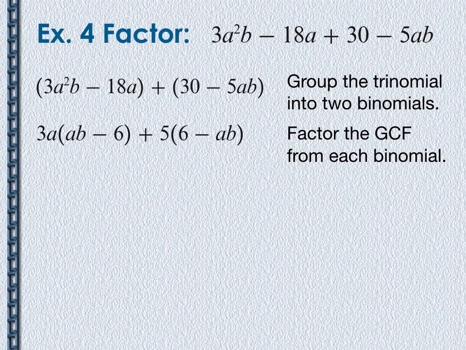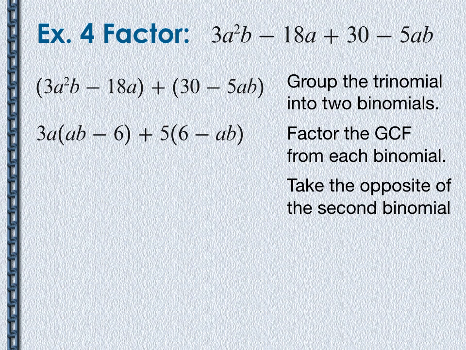And now you'll notice the binomial in parentheses almost matches. If it were just in the reverse order, if that second group were just ab minus 6, then it would match perfectly. So we're going to take the opposite of the second binomial and kind of force it to match. Notice we just multiply by -1. That's how we reverse the order of that binomial.